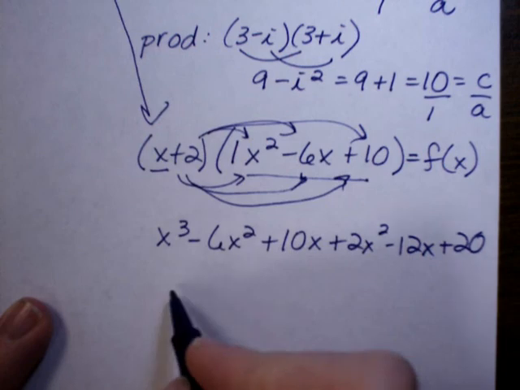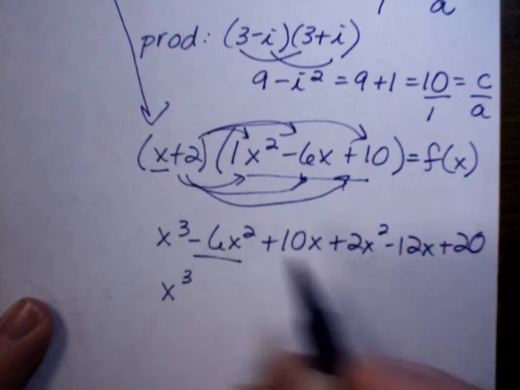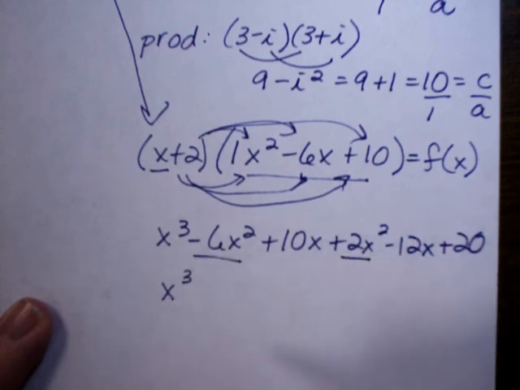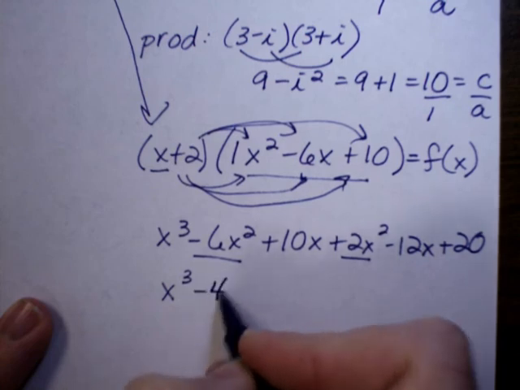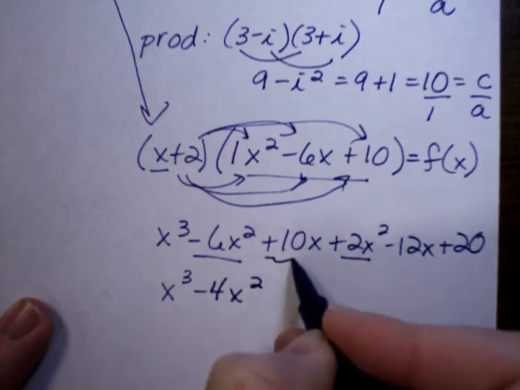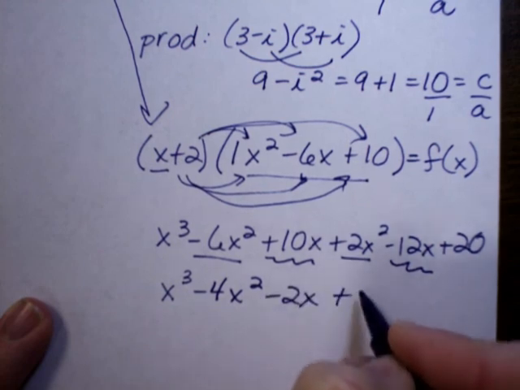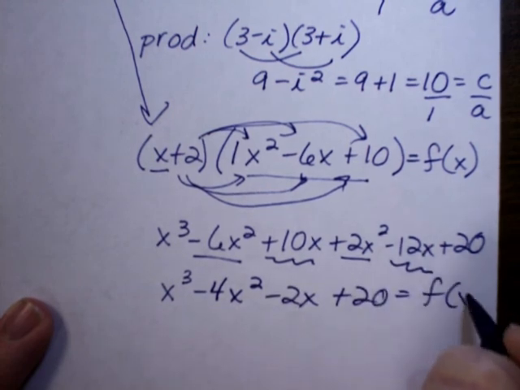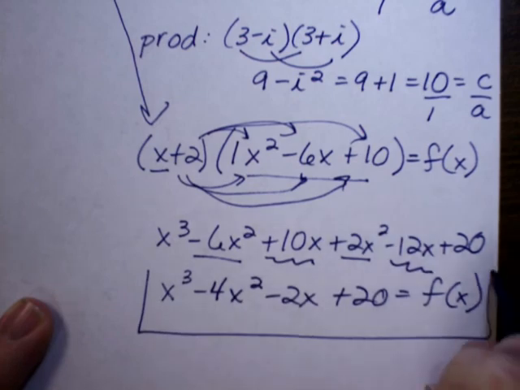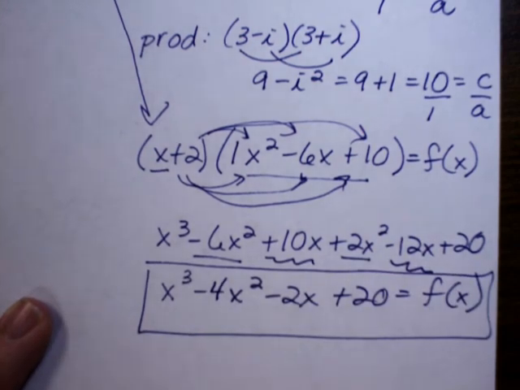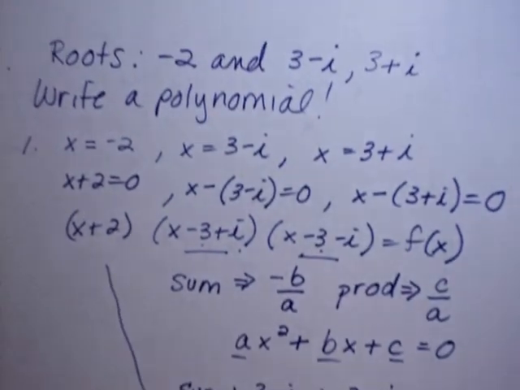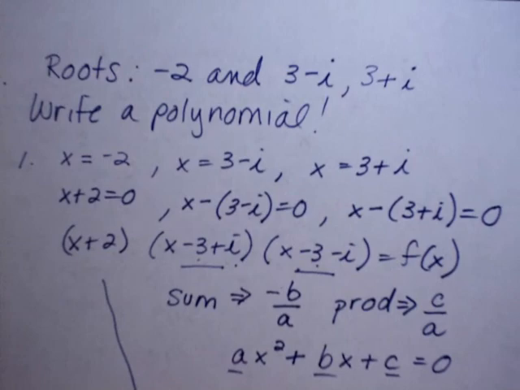Let's go and combine like terms. I have an x cubed. There are my x squareds. Here are my x's. And finally my 20. And there you have it. There's your polynomial based on the given roots of negative 2 and 3 minus i.